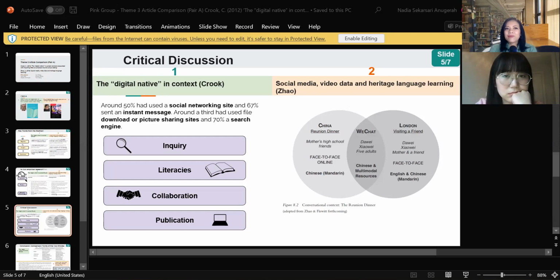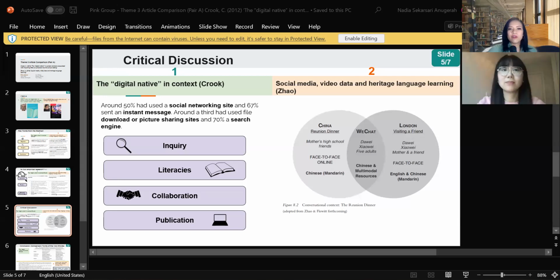So departing from this, as mentioned by Anna, Crook made a survey for 53 groups of students. Amongst other questions, students were asked about their engagement with the internet over the previous 24 hours. Apparently, around 50% had used social networking sites, and they also used instant messaging. Around a third had used it for downloading pictures, sharing sites, and also search engine usage.